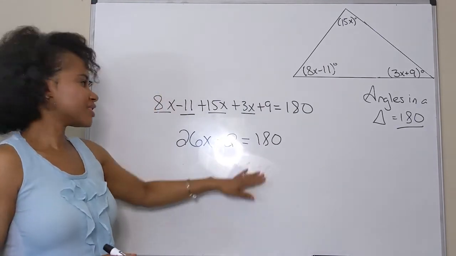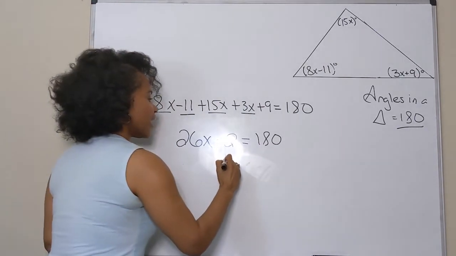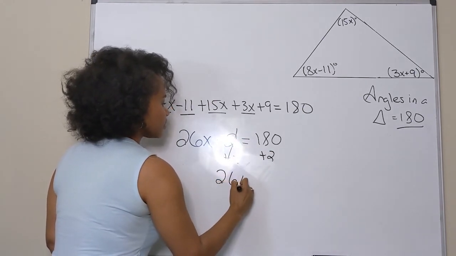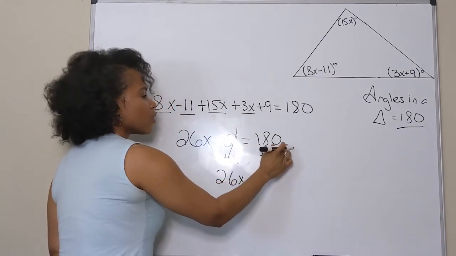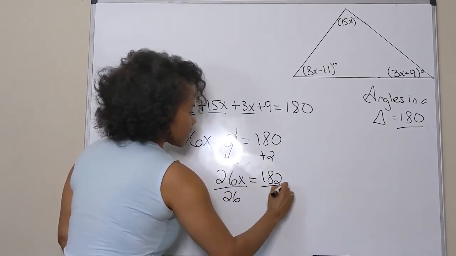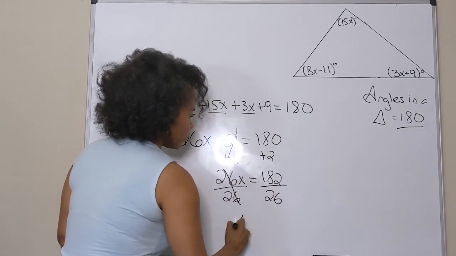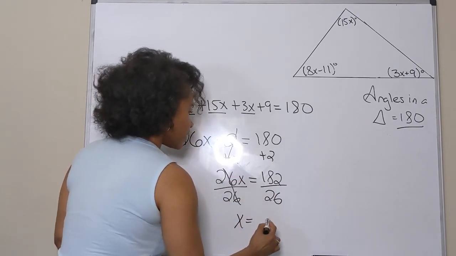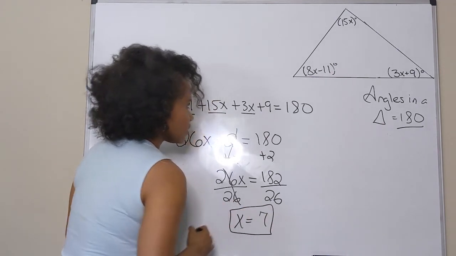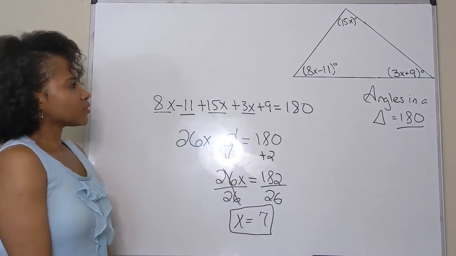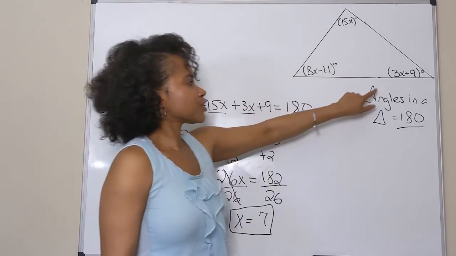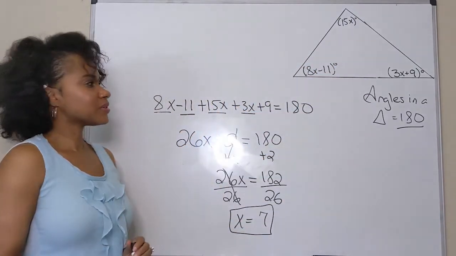So now I'm just left with the simple two-step equation, adding 2. So that's my inverse operation. Bring down my 26x. 180 plus 2 is 182. And dividing both sides by 26. And 182 divided by 26 is 7. So I found that x equals 7. So since we know that x equals 7, we could find the measure of each one of these angles.